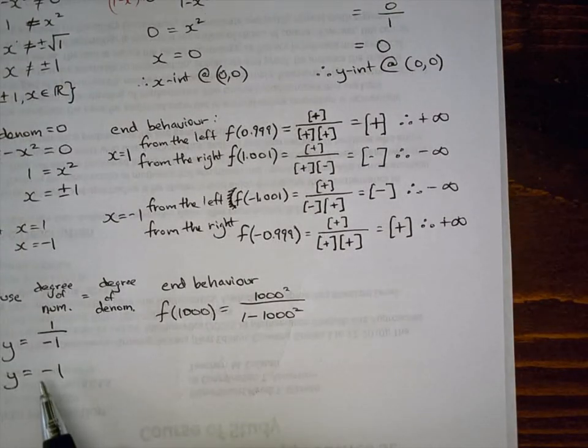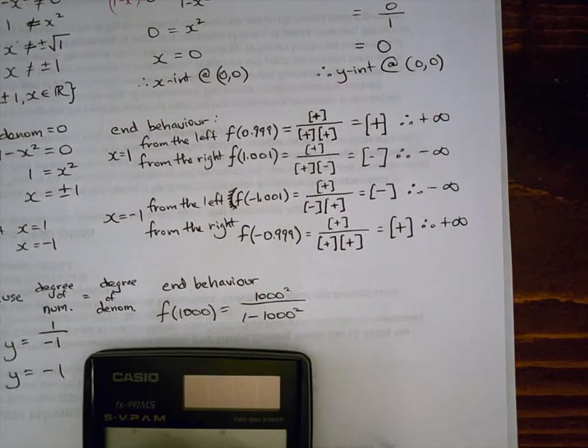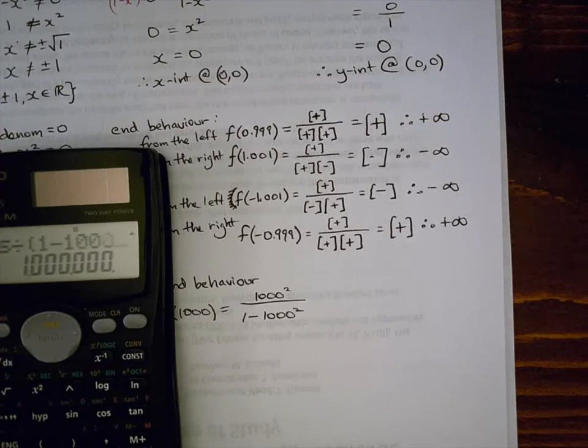So you're either going to be slightly above -1, at -0.99, say that you come from above, or you're going to be slightly lower, -1.001. So the sign doesn't matter, the sign is going to be negative regardless. So I'm going to type into my calculator. Hopefully you can see this. Yes, 1,000 squared divided by bracket 1 minus 1,000 squared.